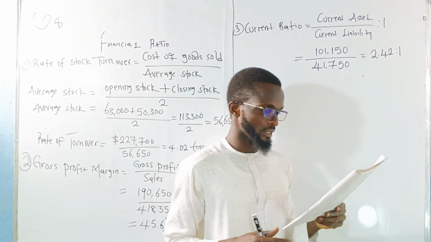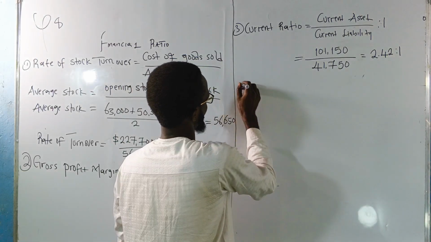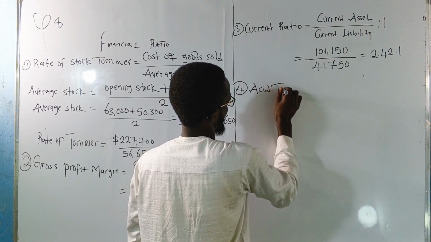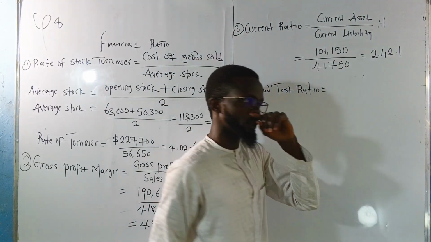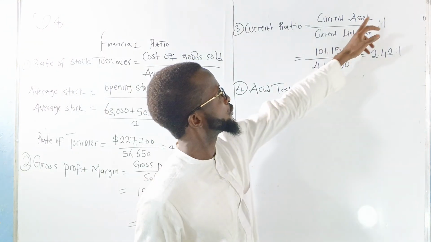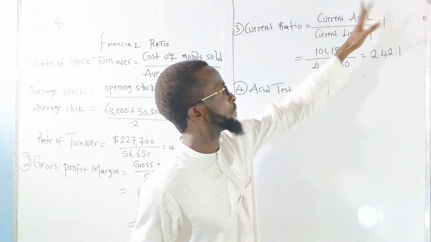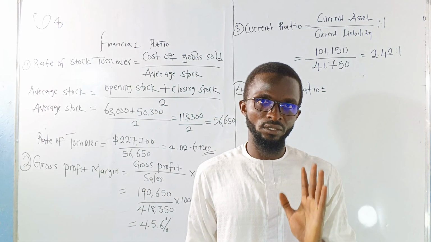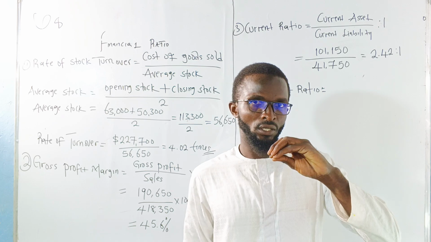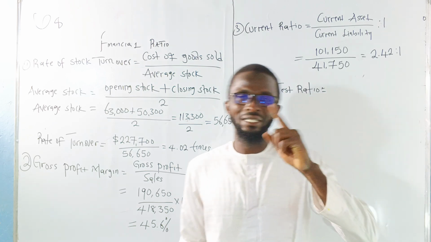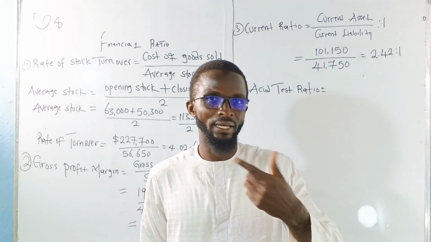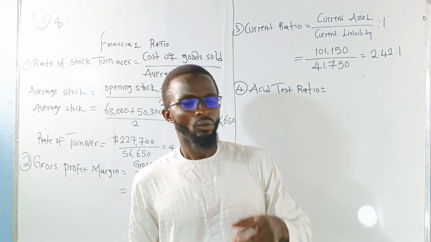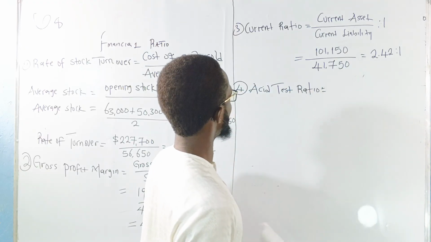The next ratio is the acid test ratio, number 4. Acid test ratio is very simple. You just remove inventory from this formula, because we are talking about how easily the asset can be converted to cash. Sometimes stock might take time before you convert it to cash, unlike debtors or cash or bank. So we just remove inventory.